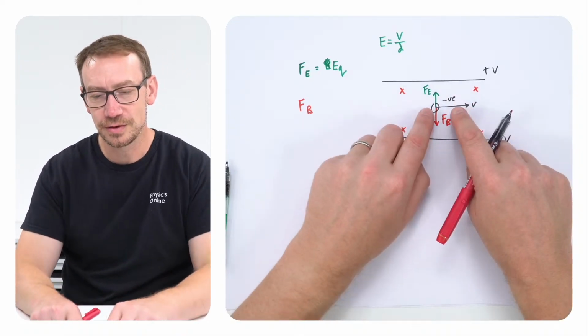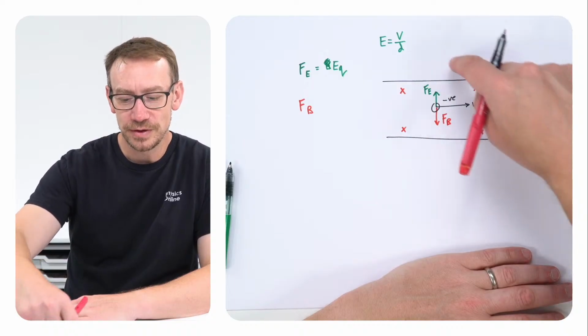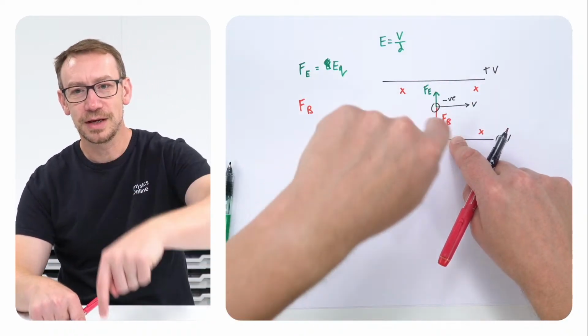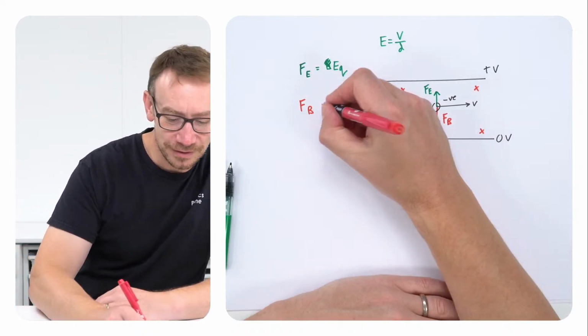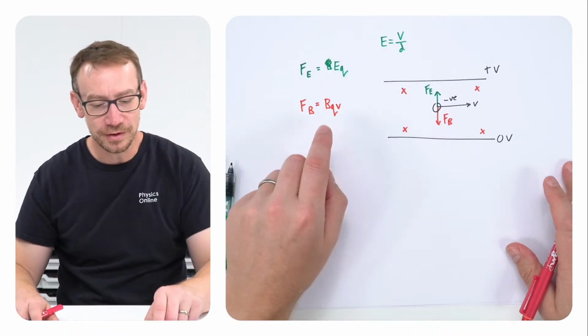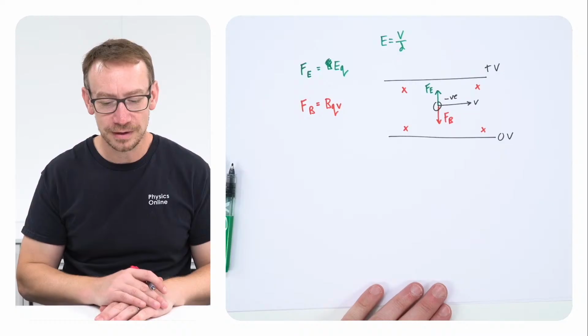So now we've got a particle moving through a region where we have an electric field which is going up and down, and perpendicular to that, going into the page, we've got this magnetic field. That means this force here is going to be equal to BQV. It depends on the charge on the particle, how quickly it's moving, and the size of that magnetic field.